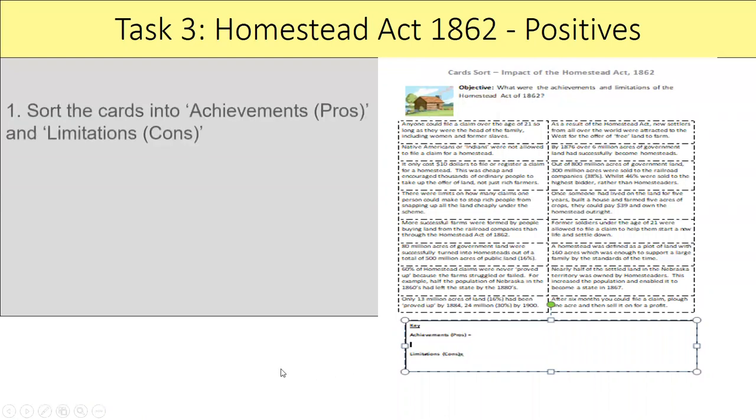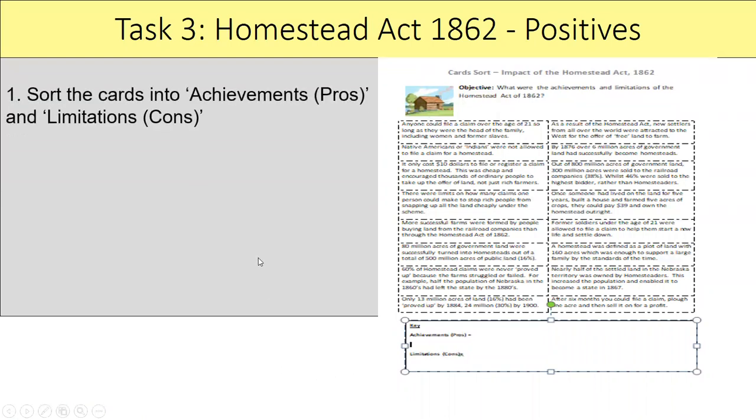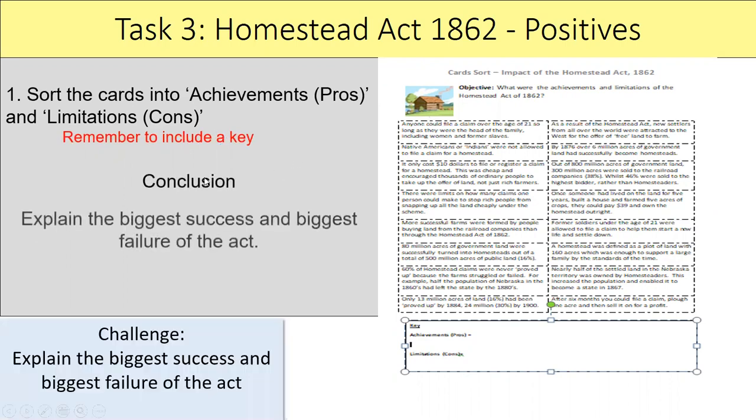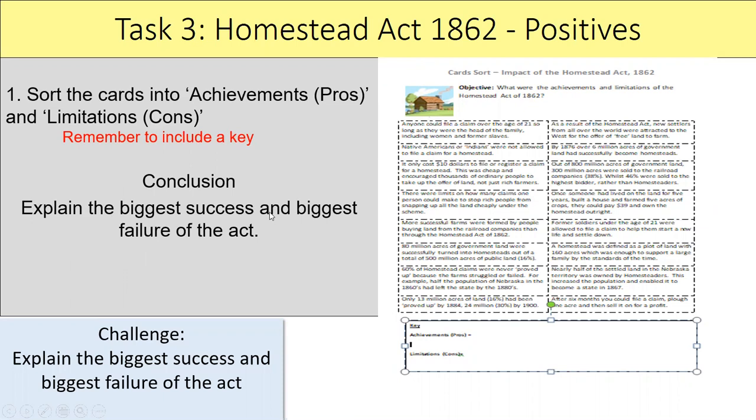Now, I'm just going to show you some cards. A key thing that you need to understand is what were the achievements of the Homestead Act, what were the positives, and also what were the negatives. You're not going to do a key because I'm going to go through the cards with you. But while you're thinking about it, think about the biggest success of the Homestead Act and the biggest failure, and then explain them a bit further in terms of challenge. So these are the cards. Let's go through them. We'll have a different colour for each, if I can work out how to do that. Red will be negative, green will be positive.